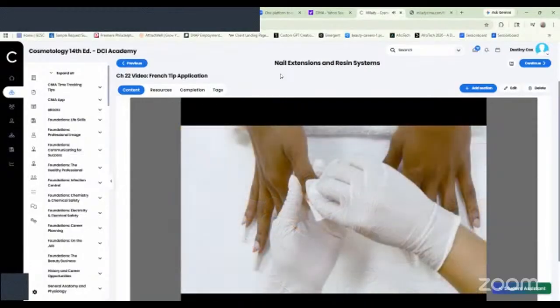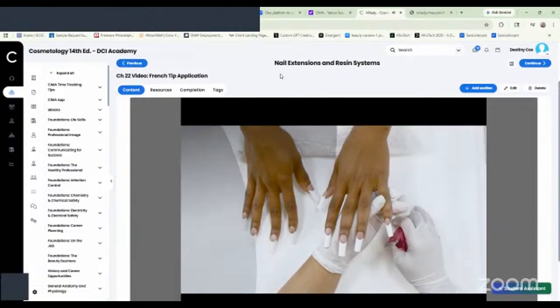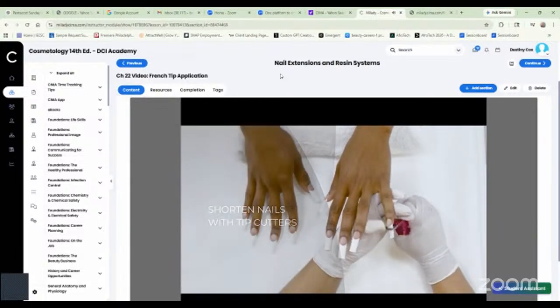If needed, wipe away any excessive adhesive at the smile line with a lint-free wipe. Using a professional tip cutter, trim the nails to the desired length.